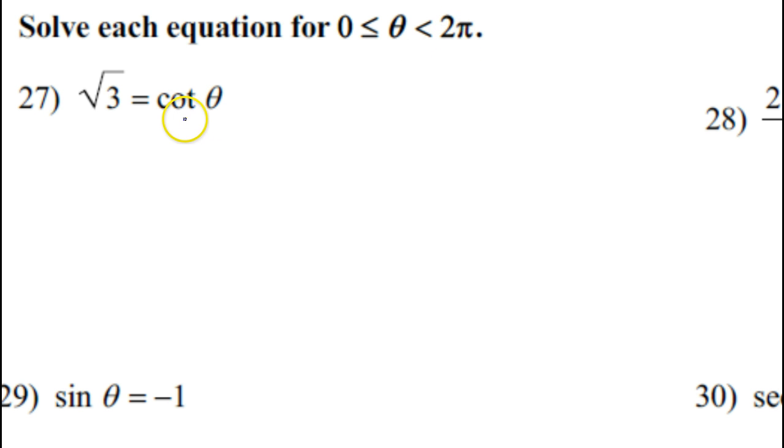So look, for starters, cotangent is a reciprocal trig function. So the first thing I would do is convert this to the regular trig function. Cotangent is the reciprocal of the tangent function. So that means if cotangent is equal to radical 3, then the tangent is going to equal 1 over radical 3. Okay, well, what angle has a tangent of 1 over radical 3?